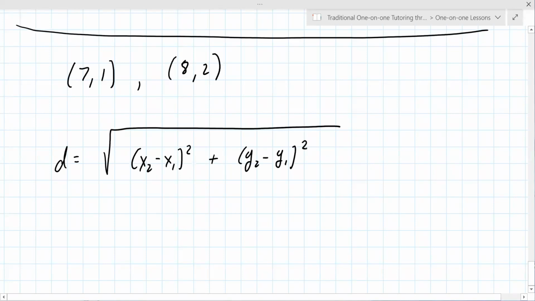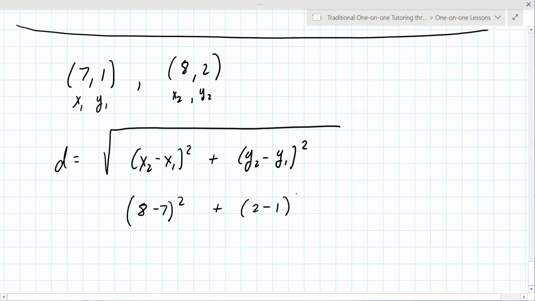Okay, y1. That's right. But what about x2? Let's do it in order. We generally assign the first ordered pair x1 and y1. So what is x2? Okay, so 7 is x1 and 1 is y1. 8 is x2 and 2 is y2.